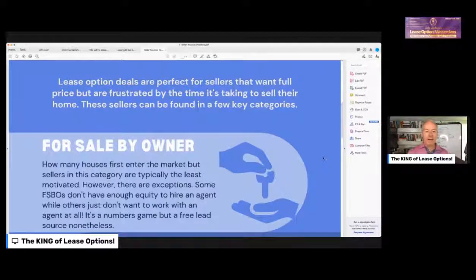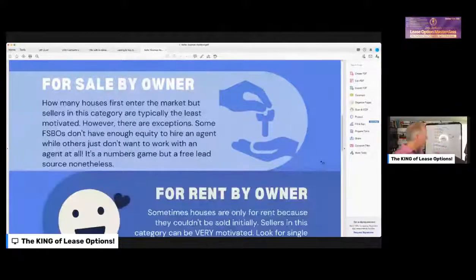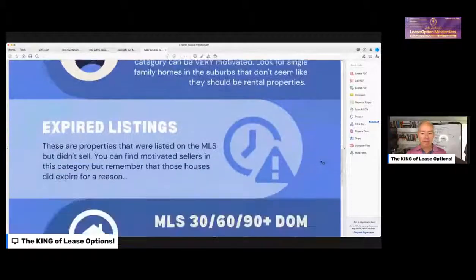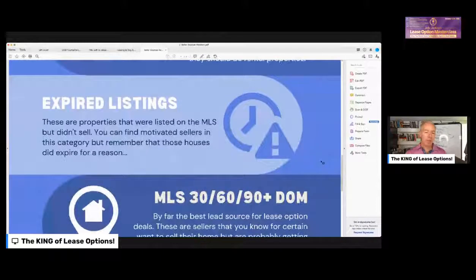He's talking about how lease option deals are perfect for sellers that want full price, but are frustrated by the time it's taken to sell their home. And these sellers can be found in a few key categories. He said for sale by owner, right? Which we just talked about. For rent by owner. Expired listings. Expired listings are huge.